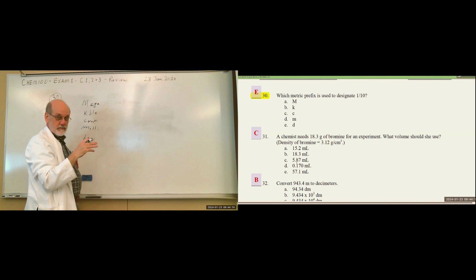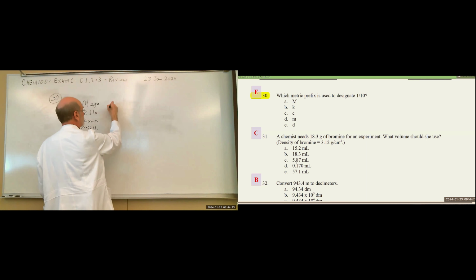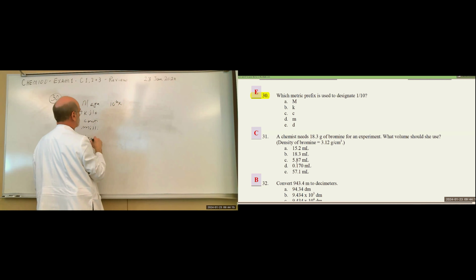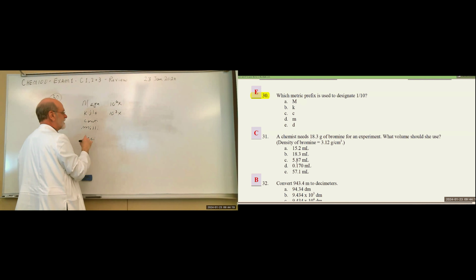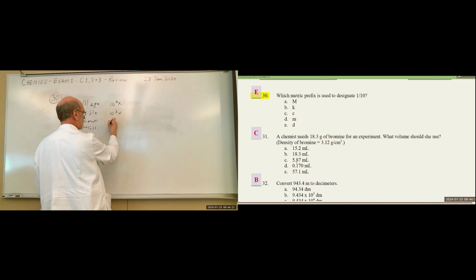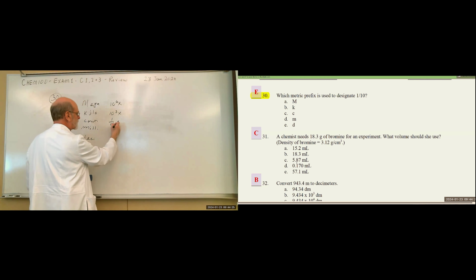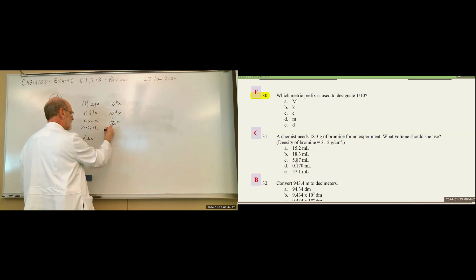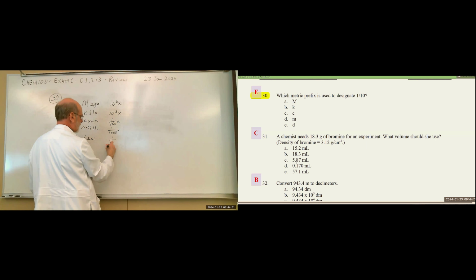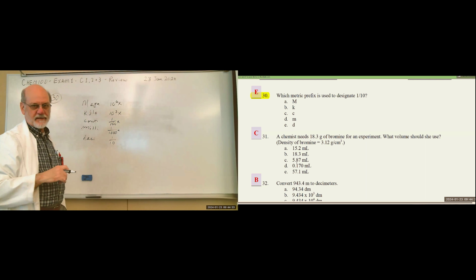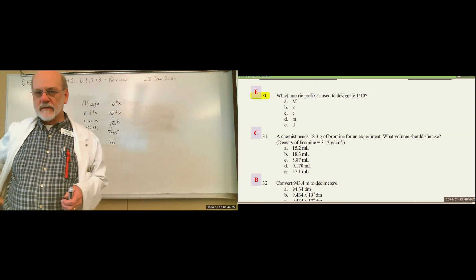Mega in front of the unit means multiply times a million, 10 to the 6th times. Kilo is 10 to the 3rd times. Centi is 1/100th times. Milli is 1,000th of. And deci is a tenth. There's your answer, deci. E is the answer.